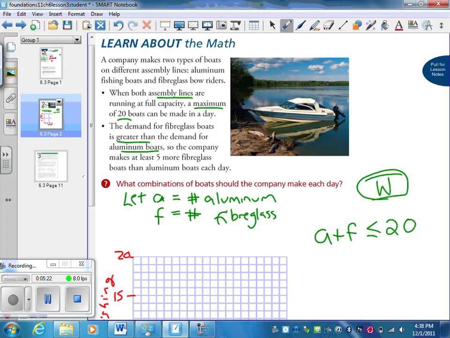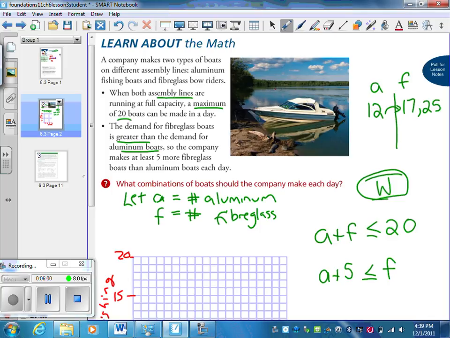So if aluminum had 12, fiberglass has at least 17. They could also have 25. They could have anything more. So what we're saying is aluminum's on this side, fiberglass is on that side. We had to add 5 to get there. We had to add at least 5 more. So it is at least that much. It's less than or equal to.